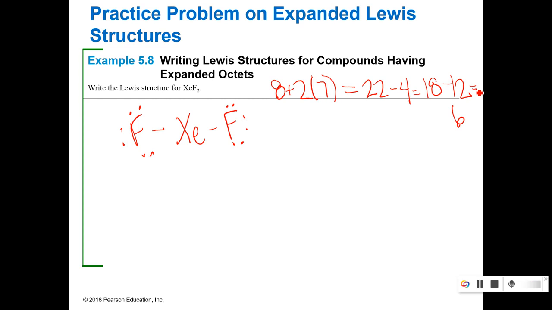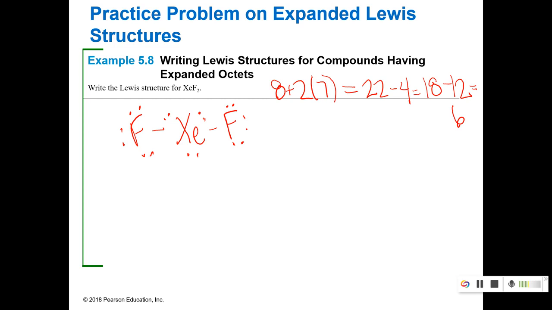So I've got 6 left. Once you've got this situation, some students like to double bond. You only double bond when you don't have enough, not when you have extra. So I'm going to put all 6 on xenon because xenon is in row 5, which means it can have that expanded octet. Yes, it's a little awkward, but that's how it is.